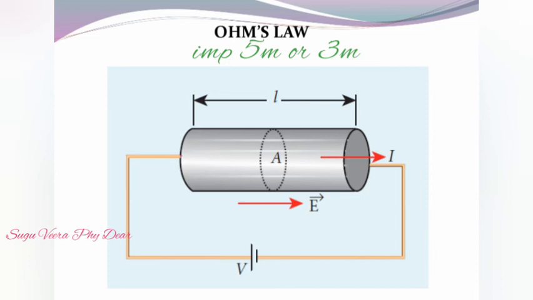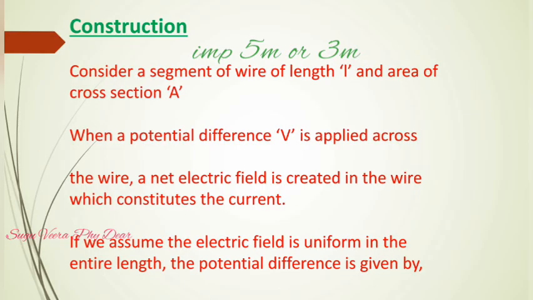Consider a segment of wire of length L and area of cross section A. When a potential difference V is applied across the wire, a net electric field is created in the wire which constitutes the current. For simplicity, we assume that the electric field is uniform in the entire length of wire. The potential difference can be written as V equals E into L.